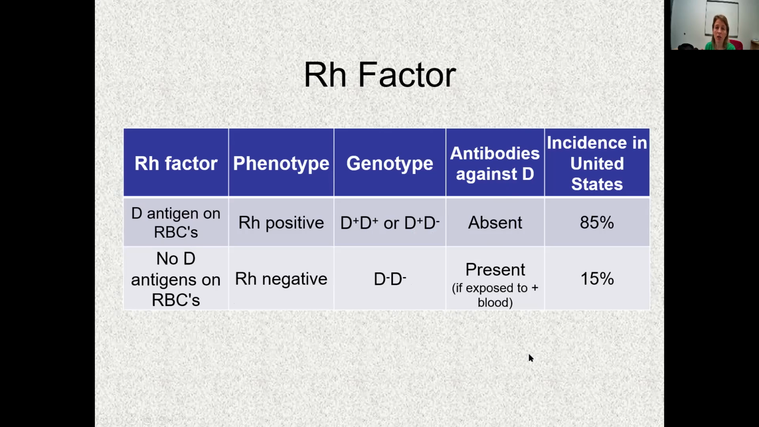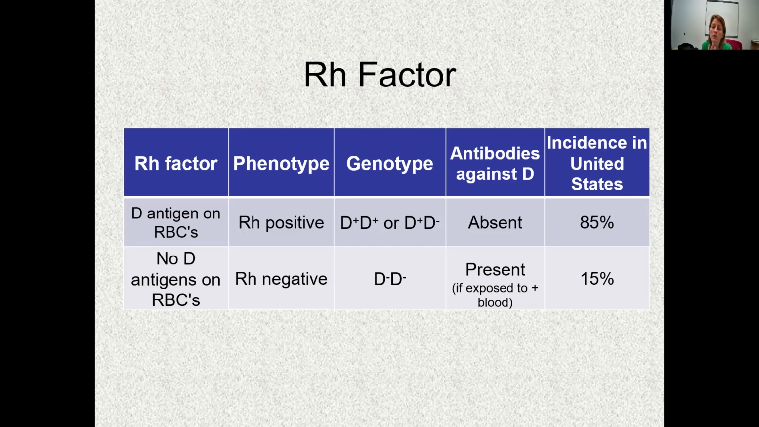So for the most part, it's very rare to have someone else's blood put into you unless you're having a transfusion. But your body does not start producing the antibodies against it until it's exposed. So the biggest problem where this can occur is in hemolytic disease of the newborn.